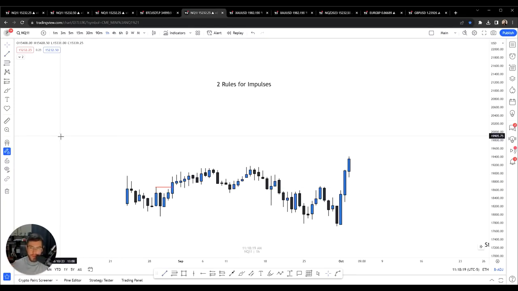So that leads us into rule number 2, which is that we need to see a big push after structure has been taken, right? Not on the way to it, but after structure has been taken, okay? The key here is that if you don't see this big push, you're not looking at this as a valid impulse, and you're not looking at it as something that's likely to continue.